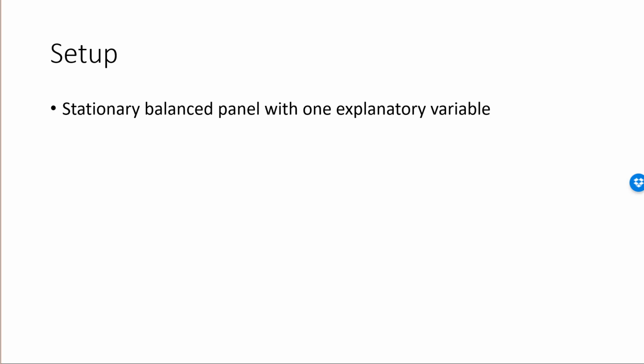The random effects model is a linear regression model applied to panel data when the error term follows an error component model. So the setup for this lecture is as follows. I have a stationary and balanced panel with one explanatory variable. I just make this assumption to simplify the notation. There are no problems extending the random effects model to cases where we have several explanatory variables.